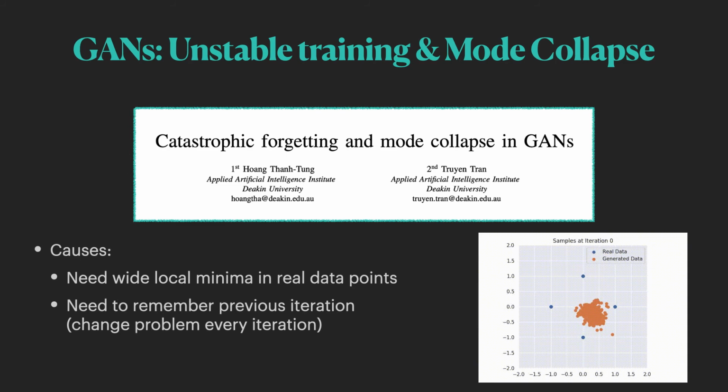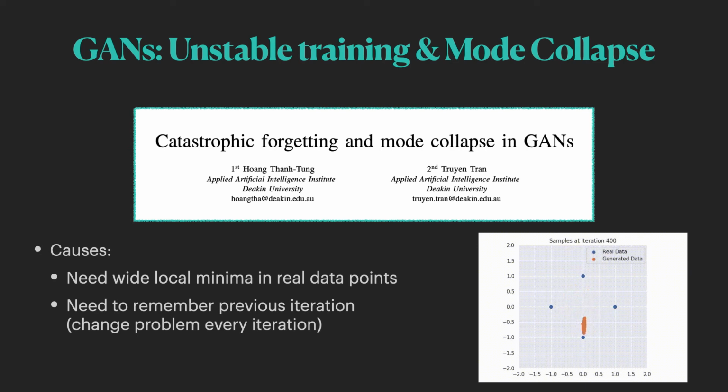The different loss functions were evaluated in the context of mode collapse, and this paper made 2 important observations. To avoid mode collapse and stabilize training, first, real data points have to be a local minima, and the wider it is, the more stable we are. And second is that forgetting what we learned in the previous iteration is a big problem, and added memory helps in mode collapse, and we'll talk about it in the next slide.